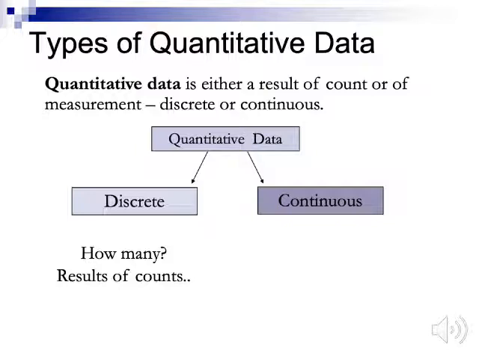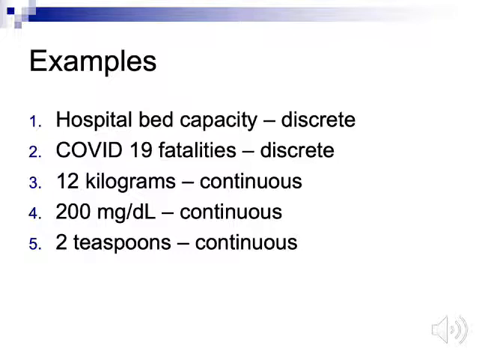It answers the question, how many? So it's a whole number. While for continuous, it's a result of measurement. So it's how much. It can take a decimal value. For example, the hospital bed capacity is discrete because you are counting the hospital beds. And COVID-19 fatalities is also discrete because you are counting how many died because of COVID-19.